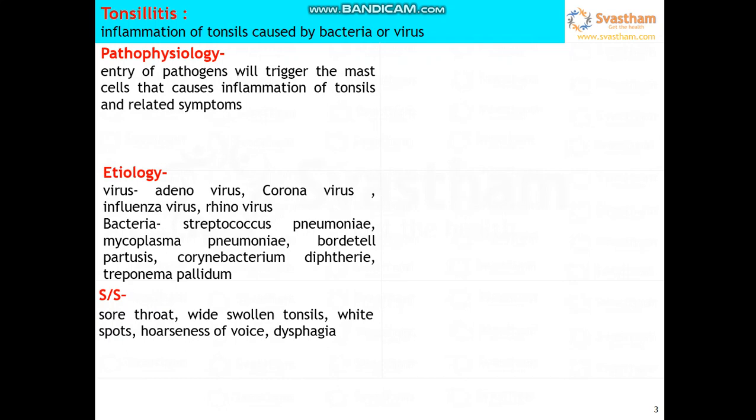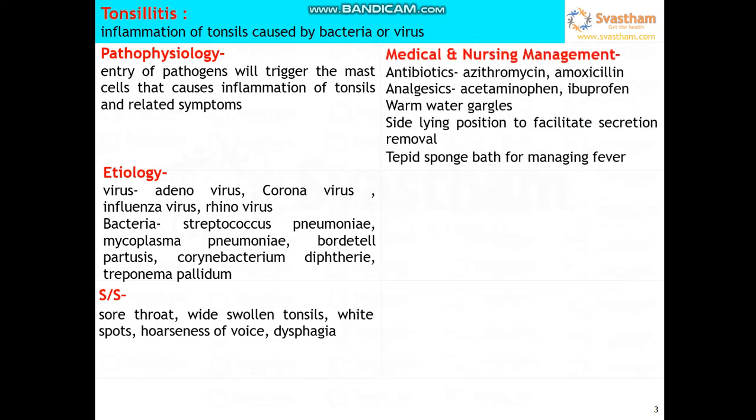Signs and symptoms. Which type of signs and symptoms happen when there is tonsillitis? Sore throat, swollen tonsils, white spots, hoarseness of voice and dysphagia, which is difficulty in swallowing. So these types of signs and symptoms happen during tonsillitis.